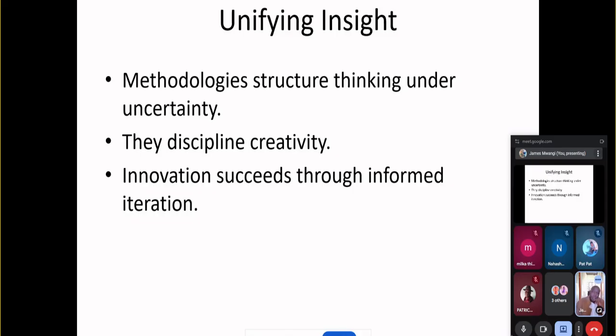Okay. The other thing is innovation succeeds through informed iteration. To be informed is when you are testing and coming up with this is the problem. Let's use another material. Let's use another process. Let's use this. You are iterating and coming up with a better prototype. So innovation succeeds through informed iteration.